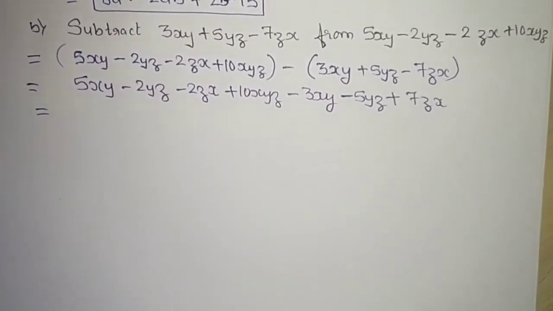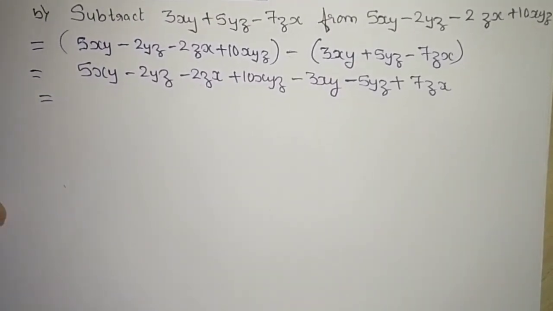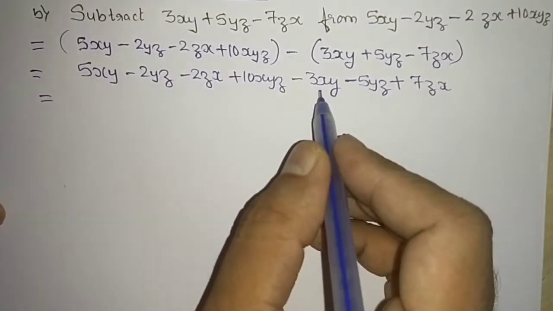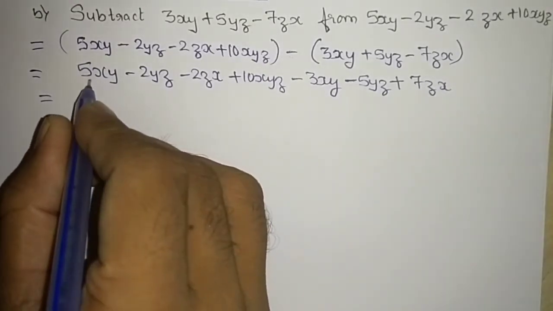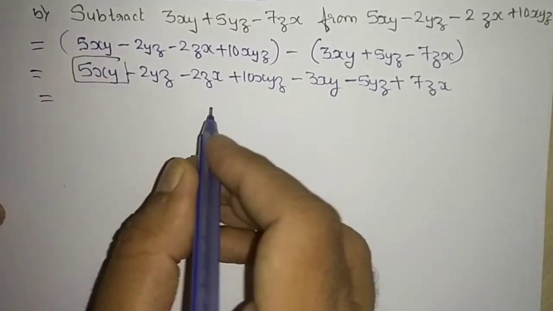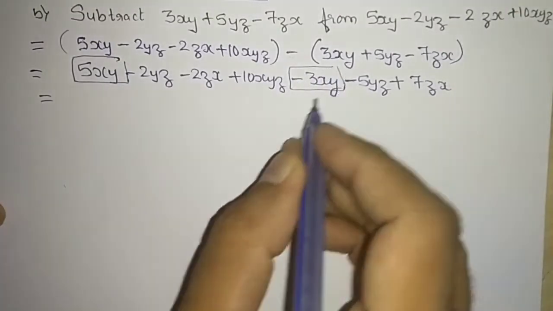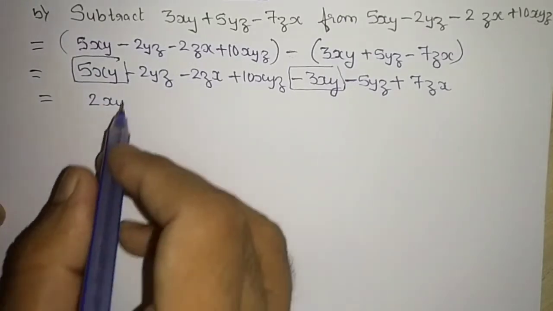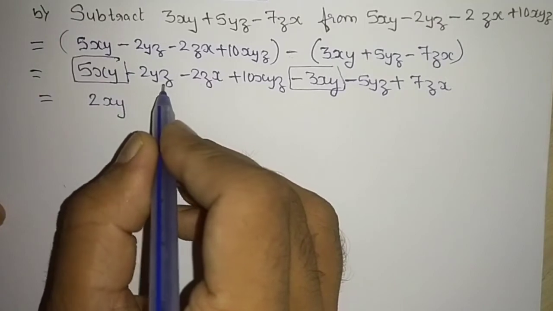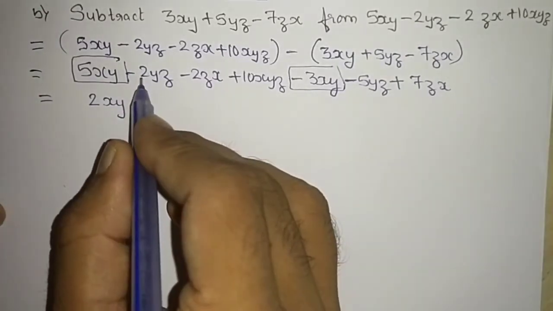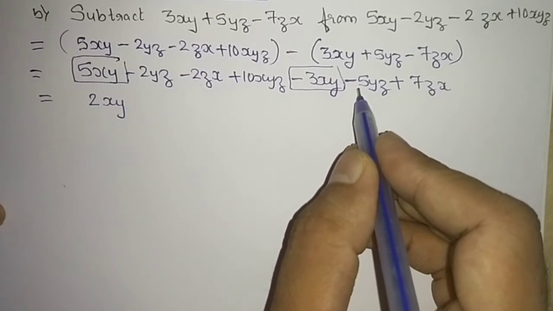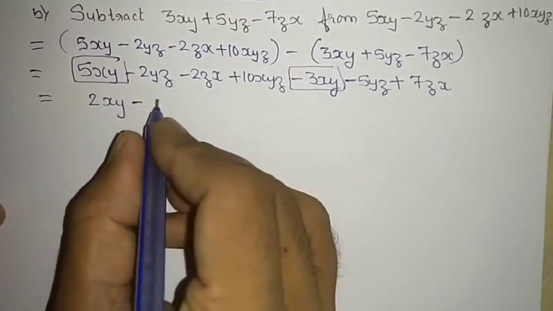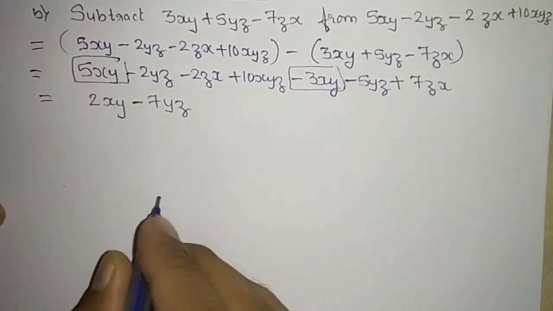Now I will solve directly without taking the like terms together. I will see 5xy and I will look for other xy term. Here it is xy. So 5xy, it is plus, minus 3xy. 5 minus 3 will give me 2, which is plus 2xy. Now minus 2yz, I will look for other yz term. Minus 2, and this is also minus 2 and minus 5yz. So I will keep the same sign and add them. So I will get minus 7yz.